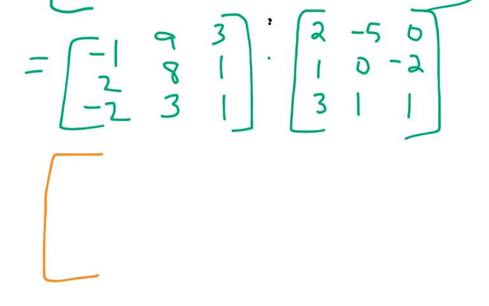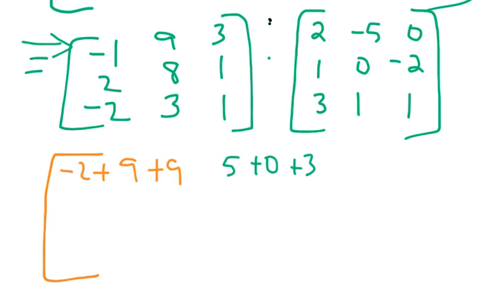Okay, first row, first column, I have negative 1 times 2, which is negative 2, plus 9 times 1, 9, plus 3 times 3, plus 9 again. Okay, so that takes care of our top left number. Still sticking with the first row, I'm going to move on to the second column. Negative 1 times negative 5 is 5. 9 times 0 is 0. And 3 times 1 is 3.